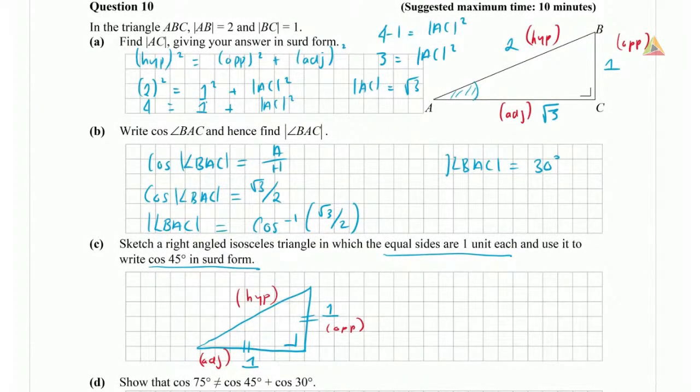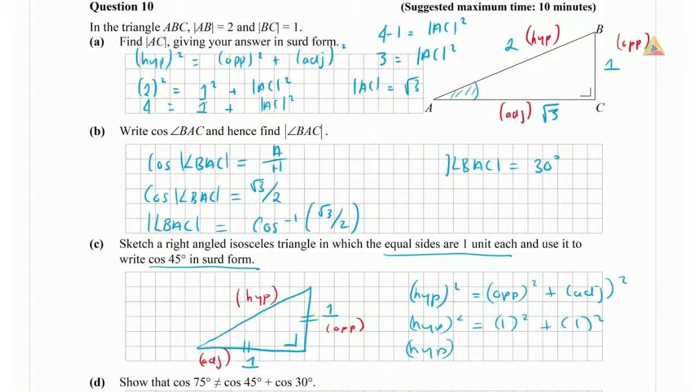So we're going to use Pythagoras' theorem here. The hypotenuse squared equals the opposite squared plus the adjacent squared. Now we can just fill in what we have. We don't have the hypotenuse, but we do have the opposite and adjacent, so that's going to be 1 squared plus 1 squared.